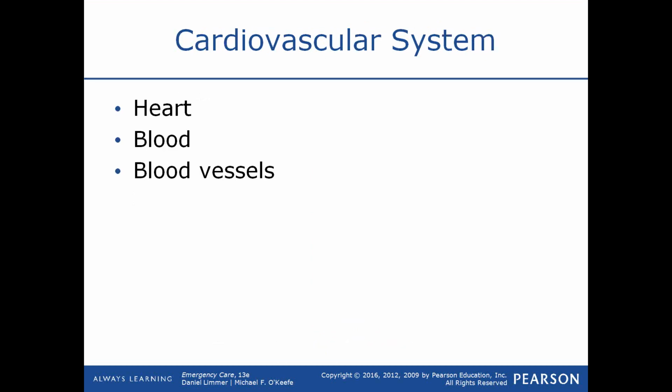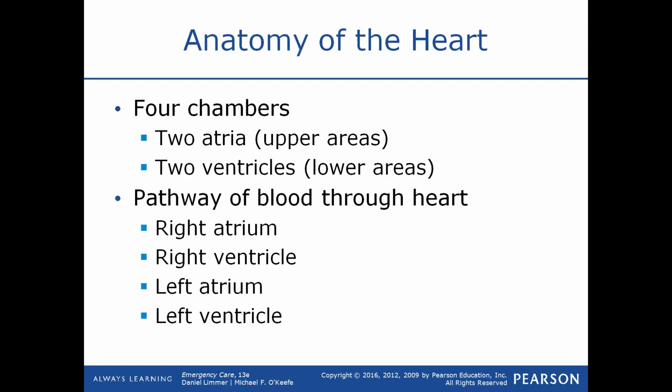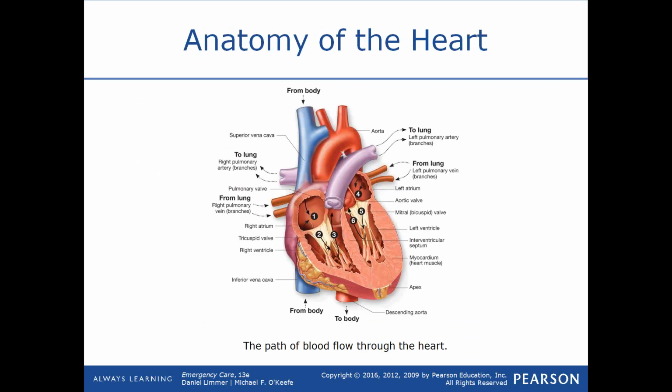The cardiovascular system is made up of the heart, the blood, and the blood vessels. The heart is a 4-chambered, electrically driven muscular pump. The 4 chambers of the heart include 2 atria, a left and right atria, and 2 ventricles, a left and right ventricle. So you have the right side of the heart and you have the left side of your heart. The right side of your heart pumps blood to the lungs for oxygenation, and the left side of your heart pumps freshly oxygenated blood to all parts of your body.